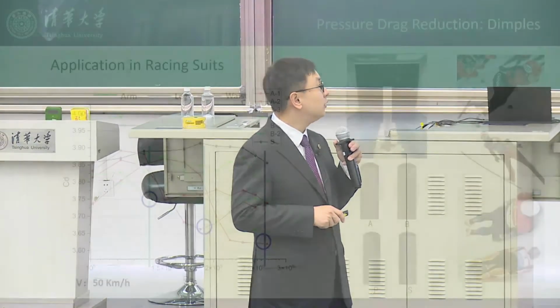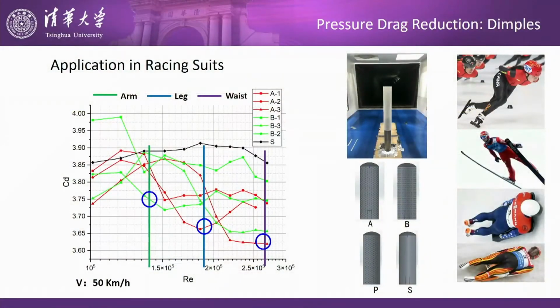One of them, for example, this is our internal test, and we have this chart. We have the arm, leg, waist. We have the typical Reynolds number, and we can calculate the dimples which should be used on the racing suit. This is how we do drag reduction suits.